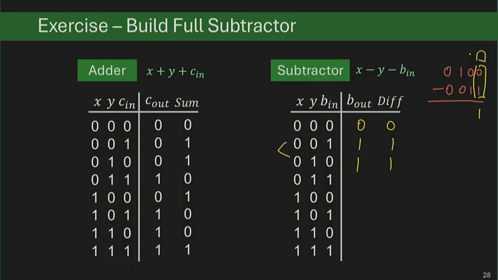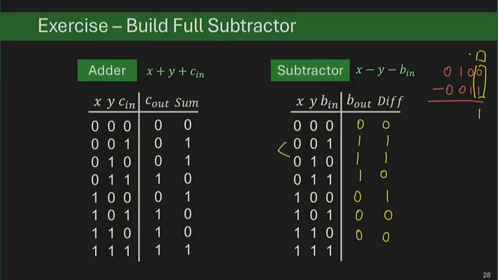0 minus 1 minus 1. I definitely need to borrow. Right? Once I borrow 2 from the next column, 2 minus 1 gives you a 0. Right? And then 1 minus 0 minus 0. 1 is greater than 0, so difference is 1. I don't need to borrow. 1 minus 0 minus 1 is just 1 minus 1, which is 0. So 0, 0 on both. 1 minus 1 is 0, 0.